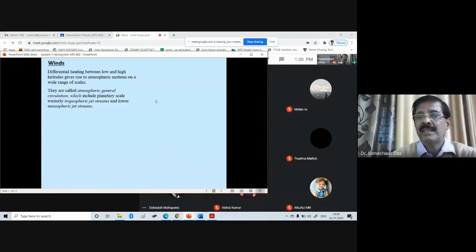The general circulation of the atmosphere occurs because of the temperature gradient due to the differential heating of the Earth's surface. At the equator, we have strong heating, and at the polar region, we have less heating. This differential heating causes the circulation. The air rises from the equator and eventually sinks at the pole, and comes back toward the equator again. So there is a complete cycle, a constant circulation.